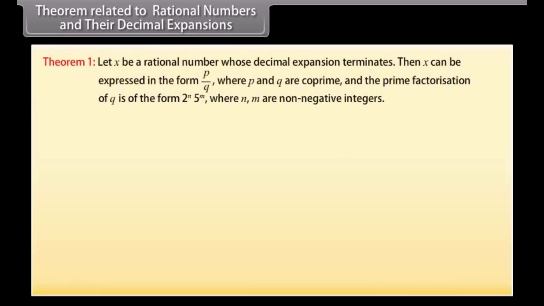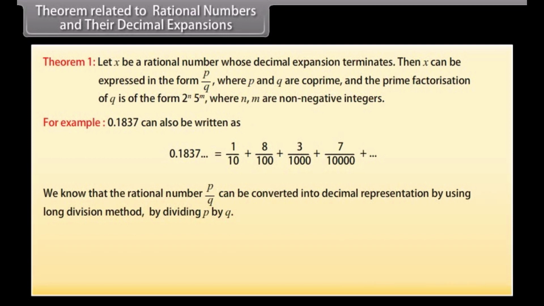Theorem related to rational numbers and their decimal expansions. Let x be a rational number whose decimal expansion terminates. Then x can be expressed in the form p upon q, where p and q are coprime and the prime factorization of q is of the form 2 raised to the power n, 5 raised to the power m, where n, m are non-negative integers. For example, 0.1837 can also be written as a fraction. We know that the rational number p upon q can be converted into decimal representation by using the long division method, by dividing p by q.